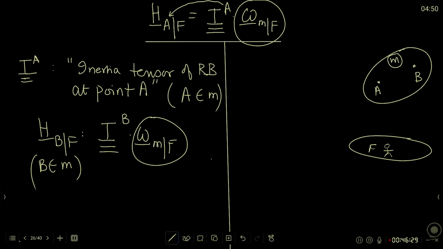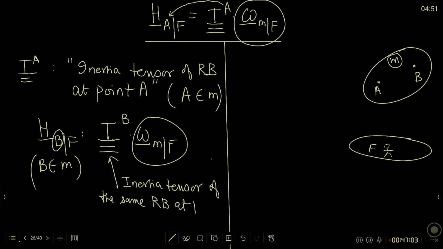What changes is, if I want to write the angular momentum of the body about point B, I should have another tensor here, I B, with two underbars, and this will be called the inertia tensor of the same RB at point B. And do keep this fact in mind that in general the two tensors are not the same.